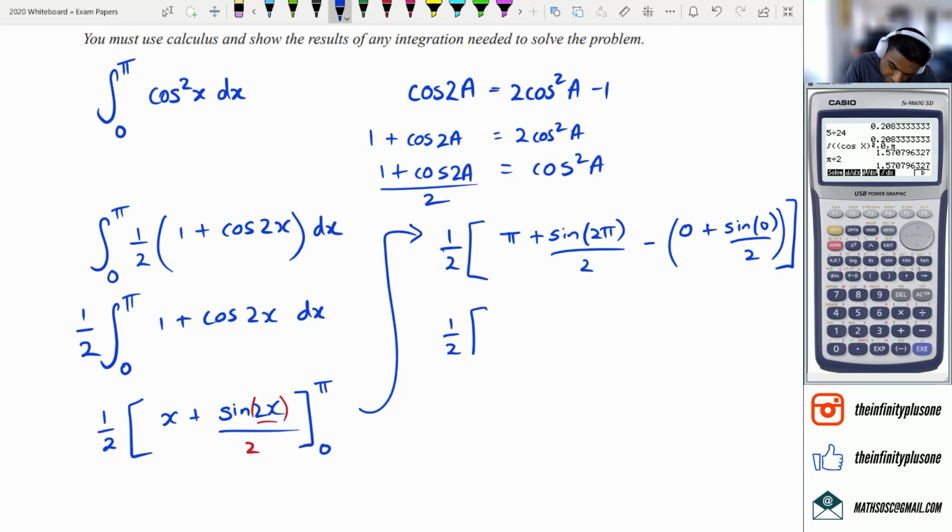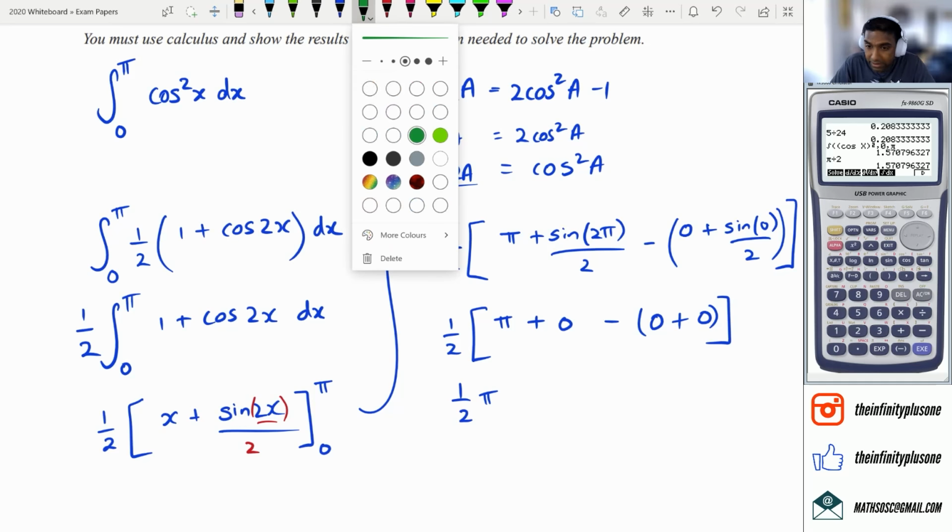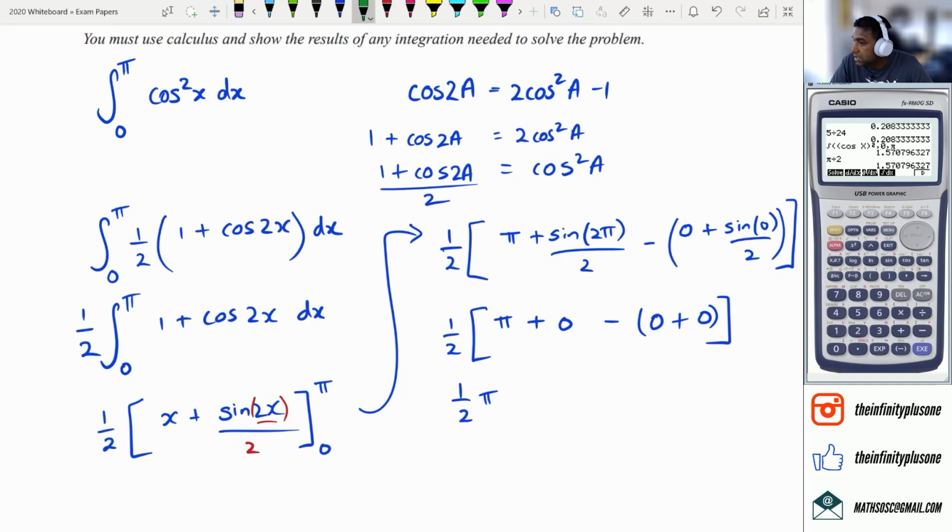And I can straight away see that sine of 2 pi is 0, so that's going to become 0, minus 0 plus sine of 0 is 0. I've got half pi. And I'm confident here because that's what I got when I did it in the calculator. So I'm going to leave it with half pi as my final answer. So grades wise, correct integration gets you an achieved, which means we're looking at this step here to get an achieved, and then your final answer is going to get you a merit.